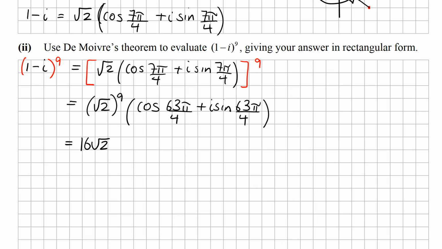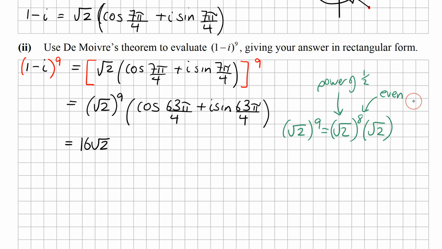So what did I do there? I just used the fact that root 2 to the power of 9 is the same as root 2 to the power of 8 times root 2. So basically here, root 2 is the power of a half. So when you multiply a half by an even power, obviously you're going to get a whole number there. And we're still left with our root 2.